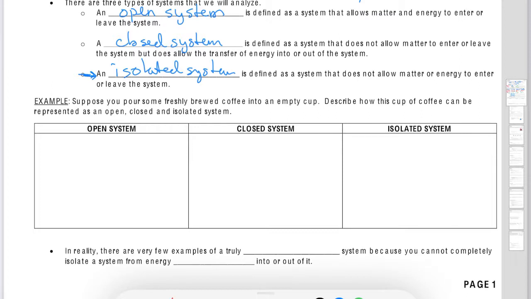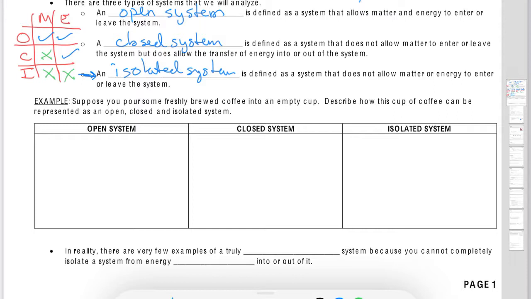So if I just do a quick little visual chart over here, I really define which way can matter go in or out, or can energy go in or out, and that defines the system. In an open system, both of them can move in and out. In a closed system, only energy can, and then in an isolated system, neither can, right? The check marks represent that they can go in and out. The X's mean they can't.